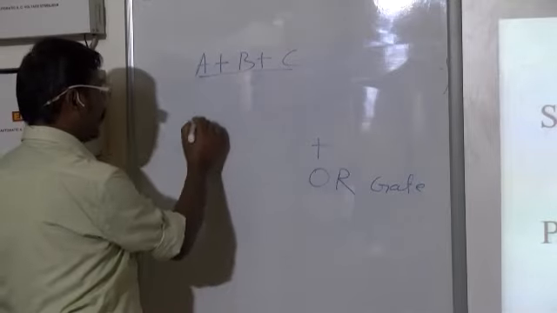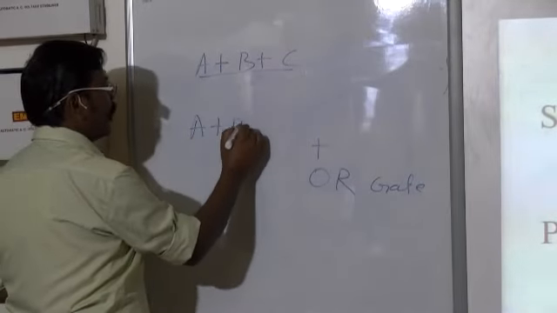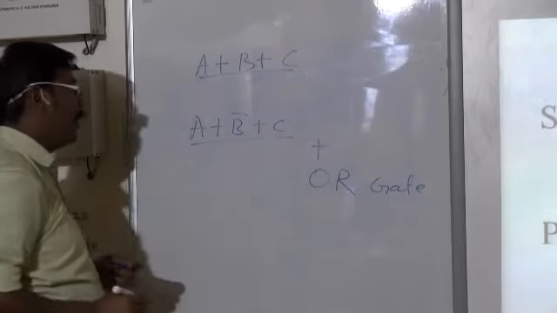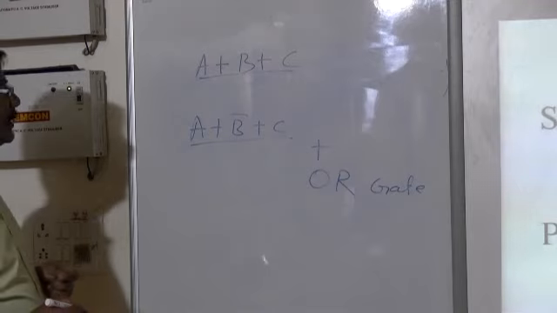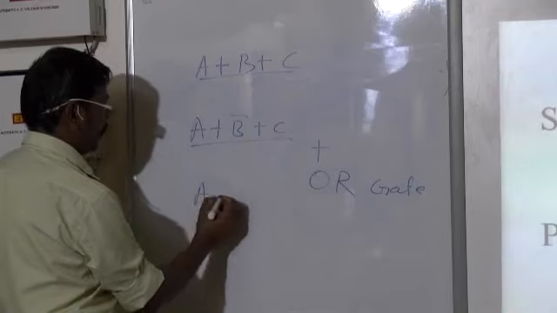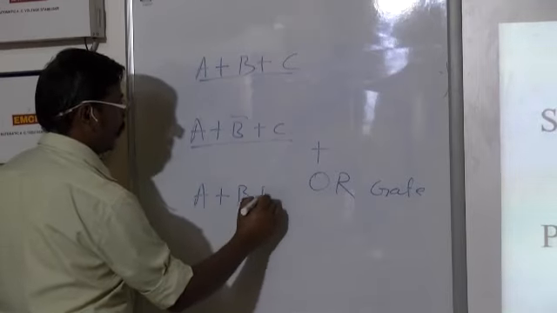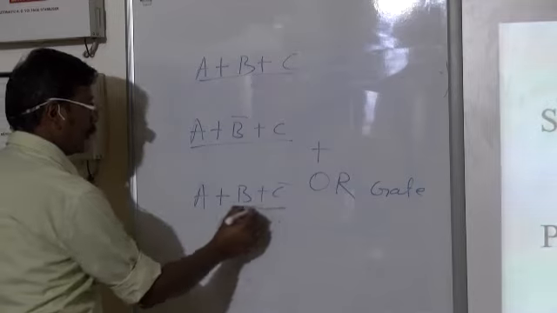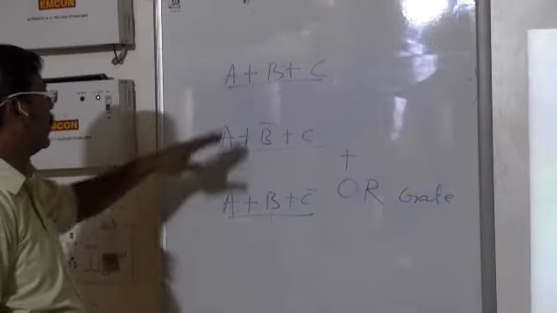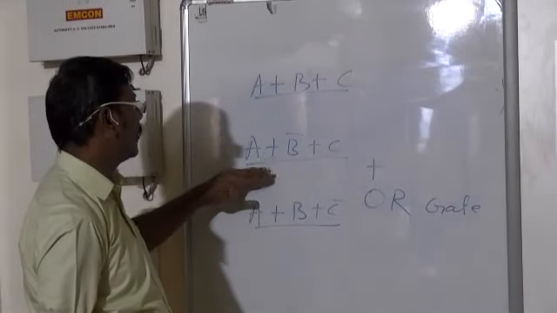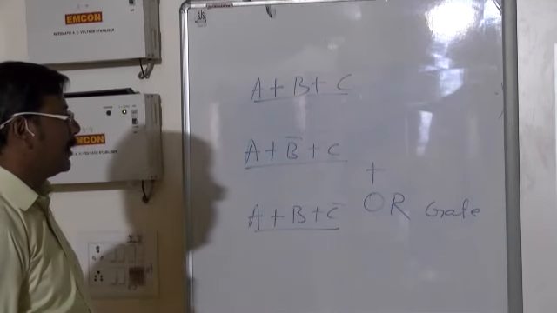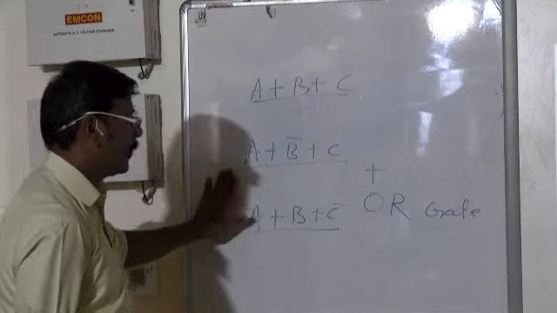One more, let's say A plus B complement plus C. So the sum of A, B complement, C. We can take one more term, say A plus B plus C complement. So we are finding the sum of the three input variables. Here we have got A plus B plus C, here A plus B complement plus C, and here A plus B plus C complement. Okay? So we have found the sum.